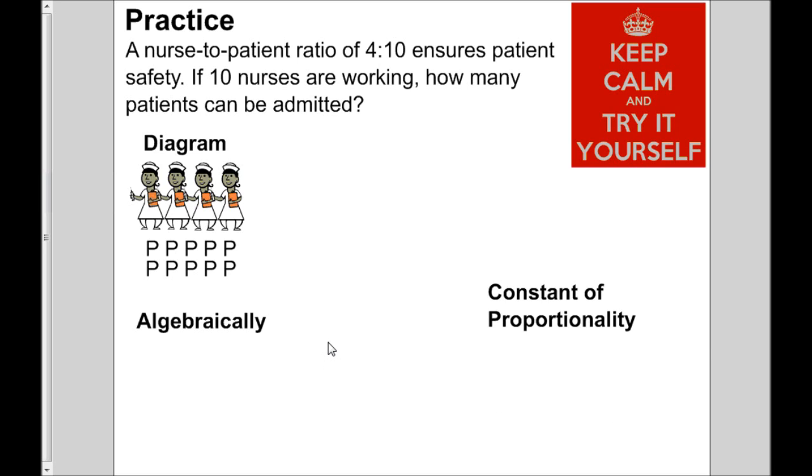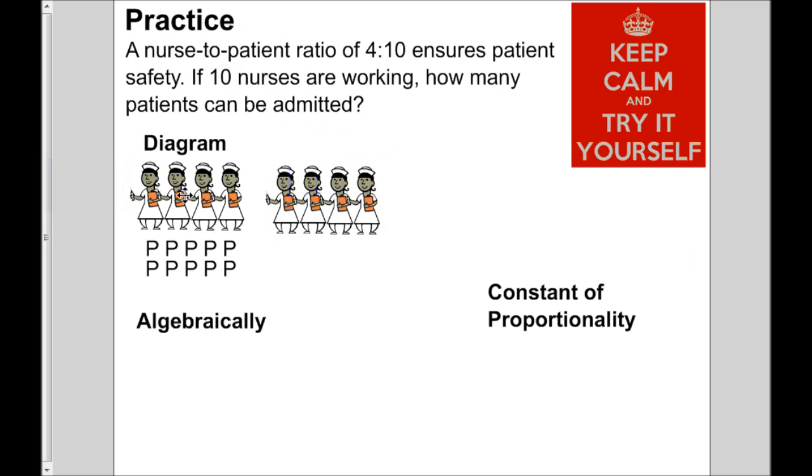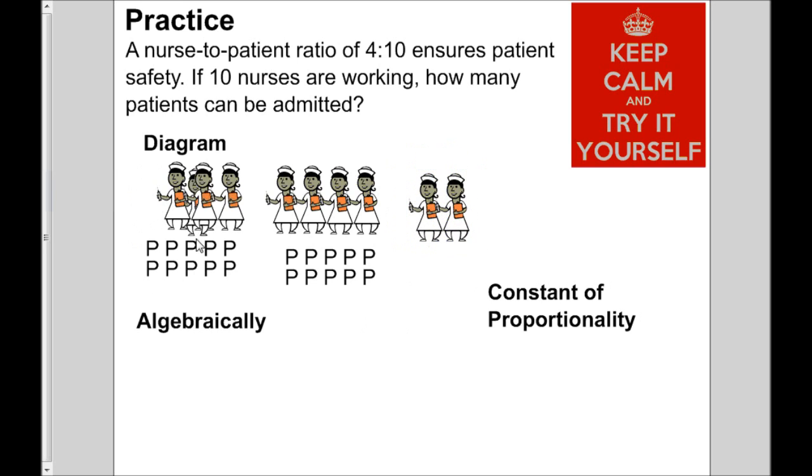Pause the video. All right, let's use the diagram here first. So let's just double it up. If we put 4 more nurses in, that means we've got 8 nurses. So if we double up the nurses, that means we can double up the patients. Oh, whoops. But now I only want 2 more because there's 10 nurses. So I'm just going to take half of the nurses in that group. That means you have to take half the patients here. All right. So if we add them up, 5, 10, 15, 20, 25, we can say 25 patients.